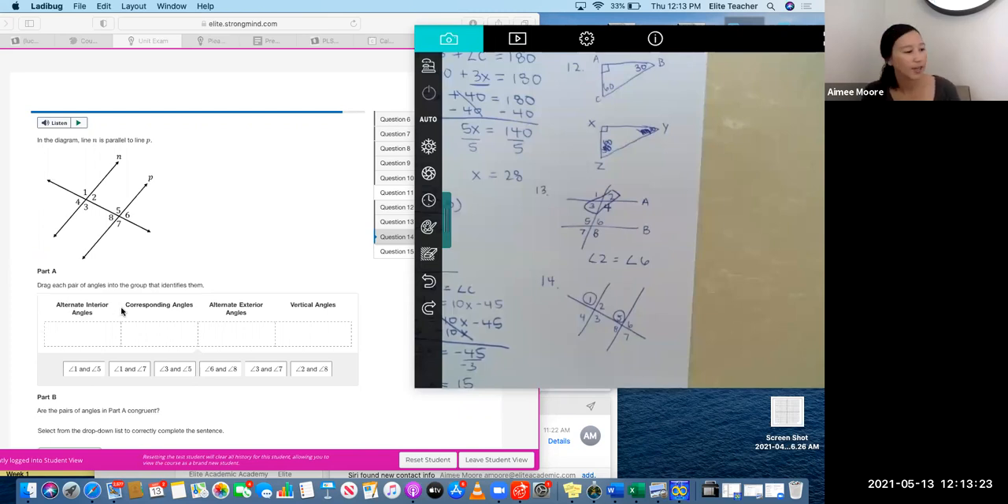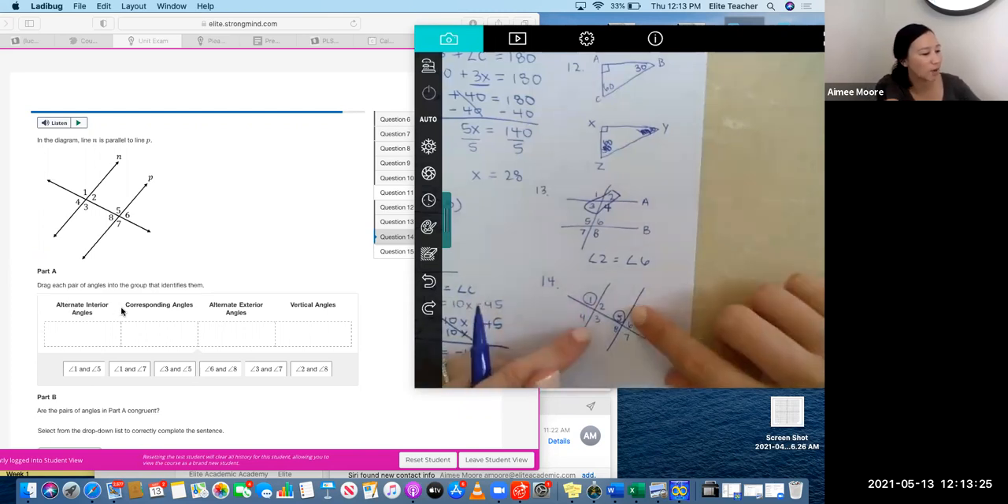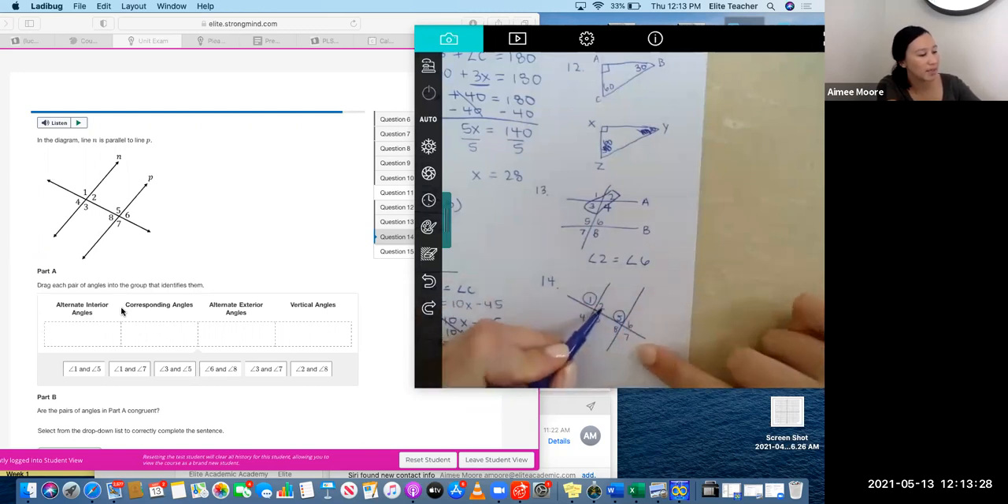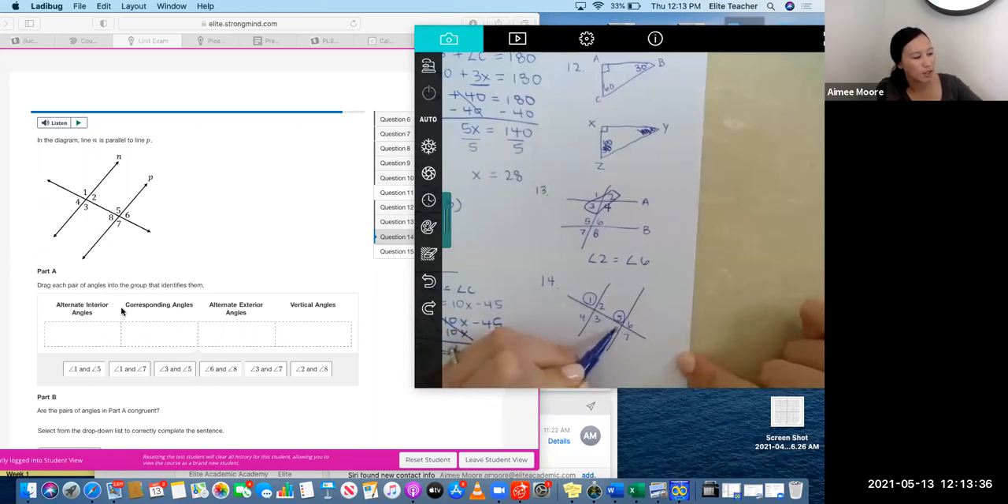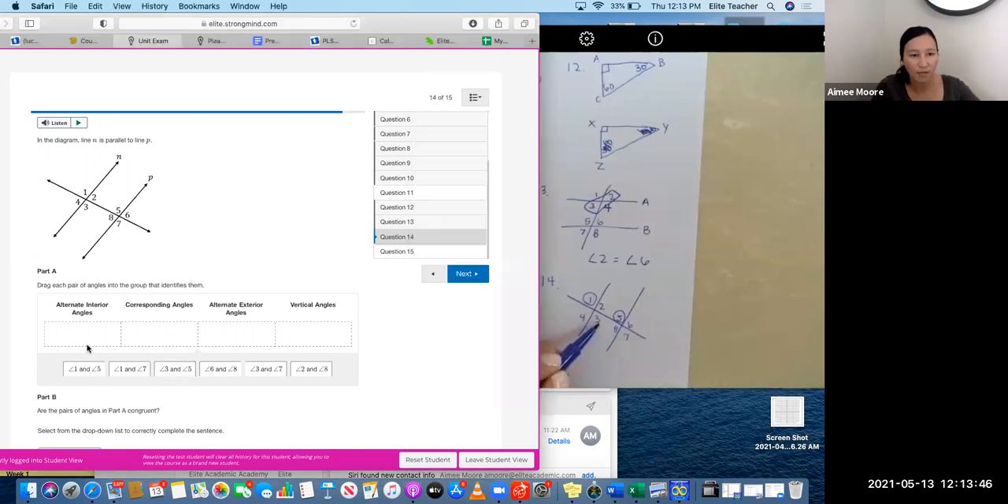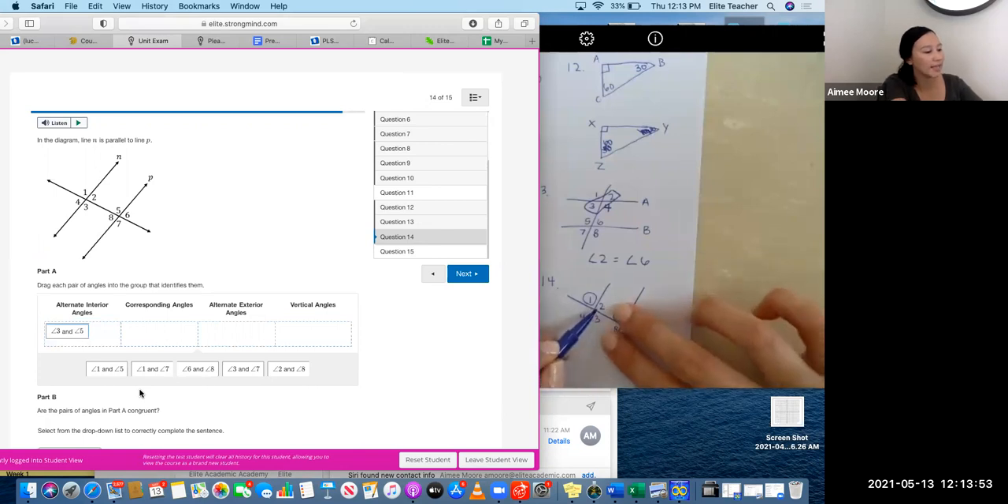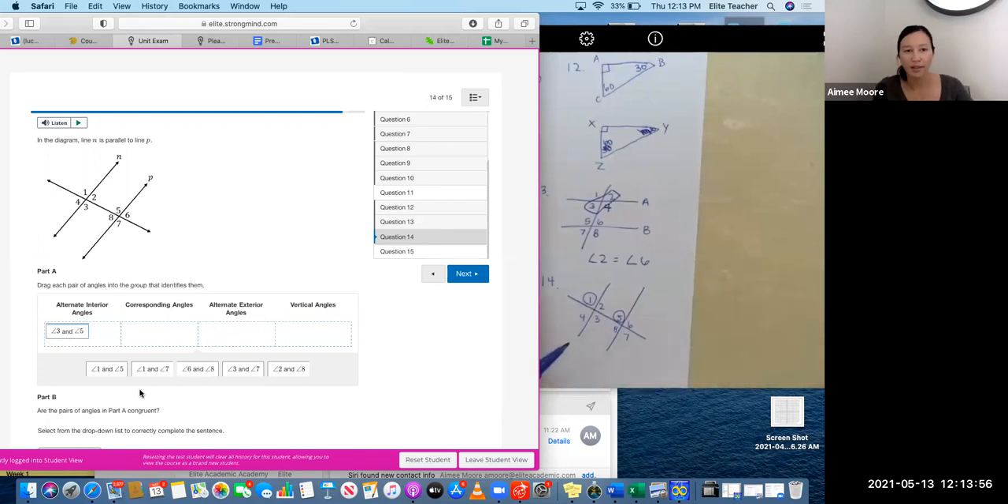Alternate interior angle means it's inside of the lines. So alternate interior would be something like 2 and 8. Those are inside of our parallel lines and they're on alternate sides of the transversal. So 2 and 8 would be alternate interior, 3 and 5 would be alternate interior. So we can drag 3 and 5 to alternate interior because those are on alternate sides of the transversal and they're inside the two parallel lines.